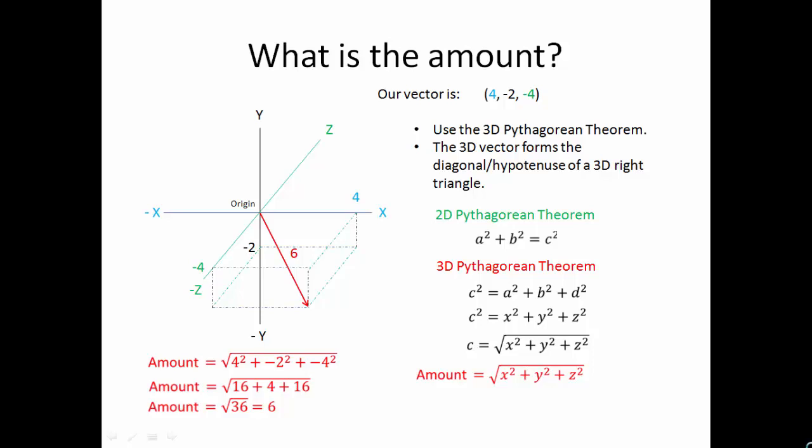So, how do we calculate the amount of the vector? How do we calculate the length of the vector? The answer is the 3D Pythagorean theorem, which, if you're new to vectors, you're probably new to as well. You may be new to the Pythagorean theorem in general.